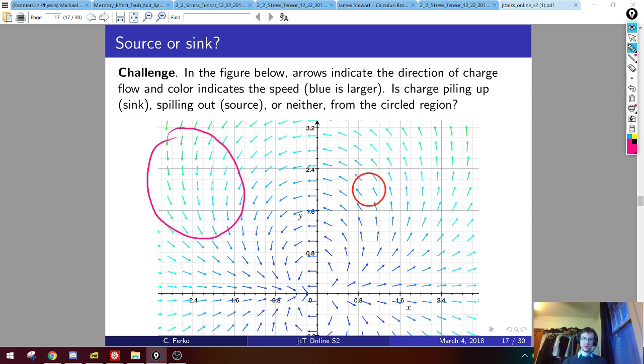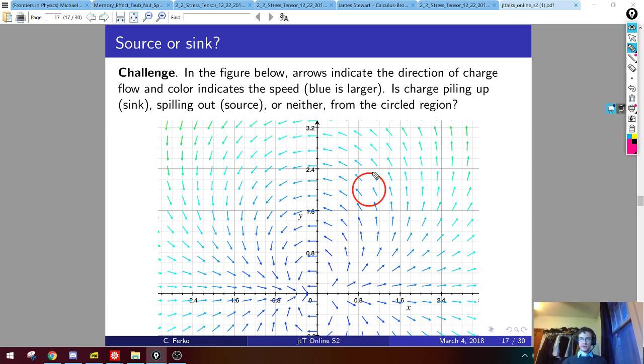So for instance, if I look at a region way out here on the left side and draw a very big circle, I would say that there's a net amount of charge leaving this big circled region on the left, because charge is moving in very slowly, green arrows at the top, but charge is moving out faster, these bluer arrows at the bottom. So I would say there's a net charge leaving this area, so it's a source, basically. Charge is spilling out. Okay, so that's what I mean by a source or a sink.